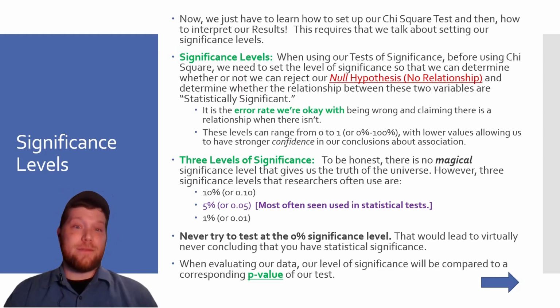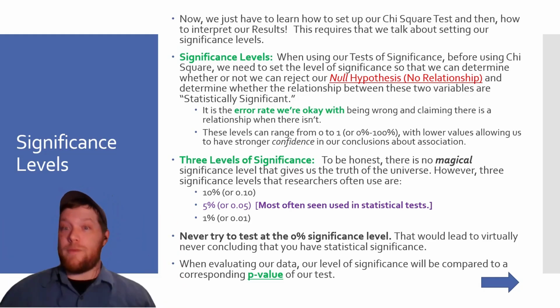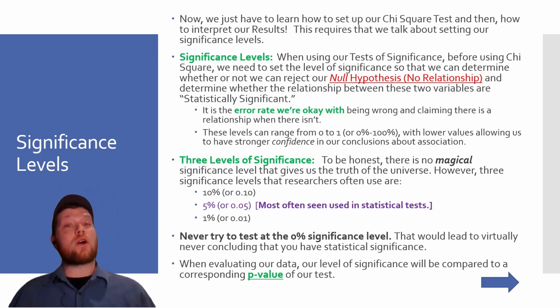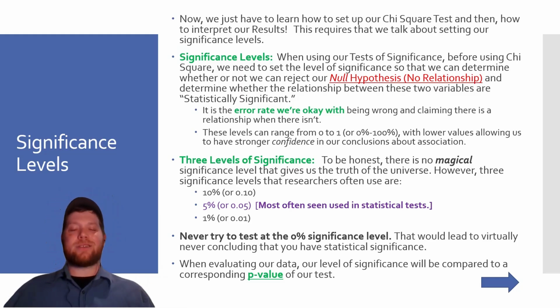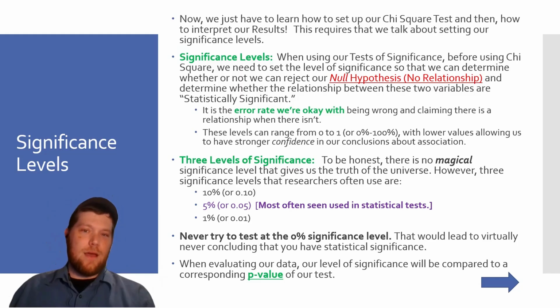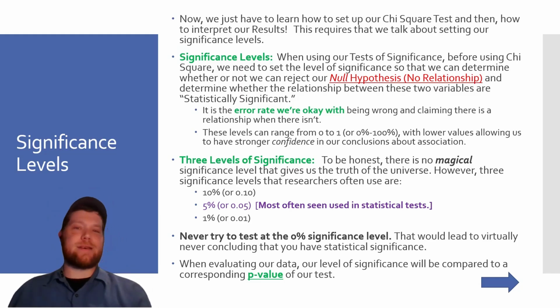These levels of error rates that we could be okay with, the significance levels, can range from 0 to 1, or 0% to 100%. But we typically want low values because we don't want to be wrong often. These lower values allow us to have stronger confidence. And we'll talk about confidence a little bit when we get into module 6, because they're actually very, very closely related. But these lower values allow me to have stronger confidence in the conclusions about association. And to be honest, there's no magical significance level. I want low ones. We ideally want as low as we feel comfortable with. But there's nothing magical about these values.